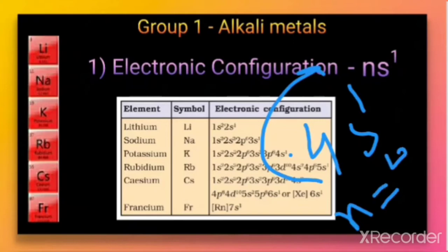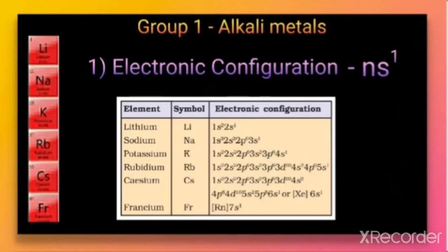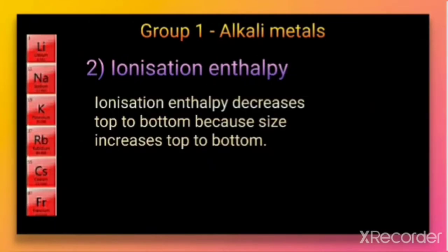N is equal to 4. That means this member is a member of period 4. So in this way the elements are arranged in the periodic table. The general electronic configuration for these elements is ns1. Next is a property, that is ionization enthalpy.